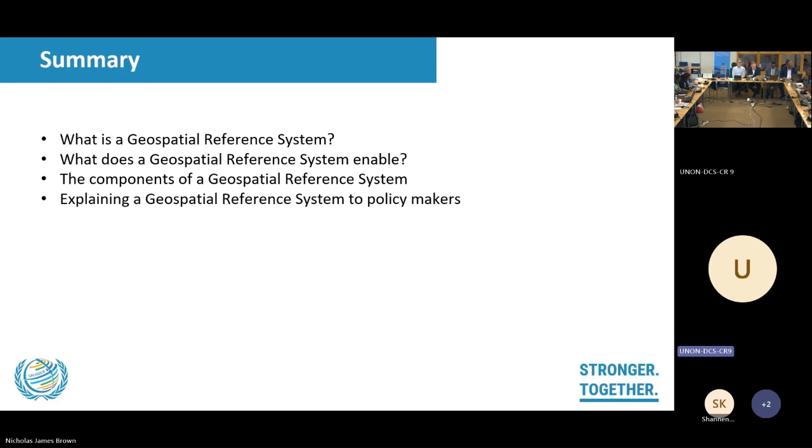We've talked about what it enables and the components of it, and we've also been through a brief description of the geospatial reference system and how we can explain that to policymakers. So I'll just take a stop there before we move on to the next presentation and see if there's any questions or anyone's got anything they'd like to share. Thank you.